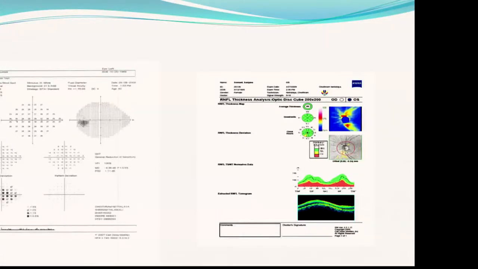Obviously, we wanted to do the baseline fields, OCT, and the disc photograph, and that is what you are seeing over here. The standard automated perimetry, white on white, is normal. On the OCT, at 7 o'clock hours, you can see a slight deviation. In the deviation plot, there was a significant area of RNFL defect, which on clinical examination we were not able to visualize. The CD ratio was around 0.6 and the neuroretinal rim was intact.